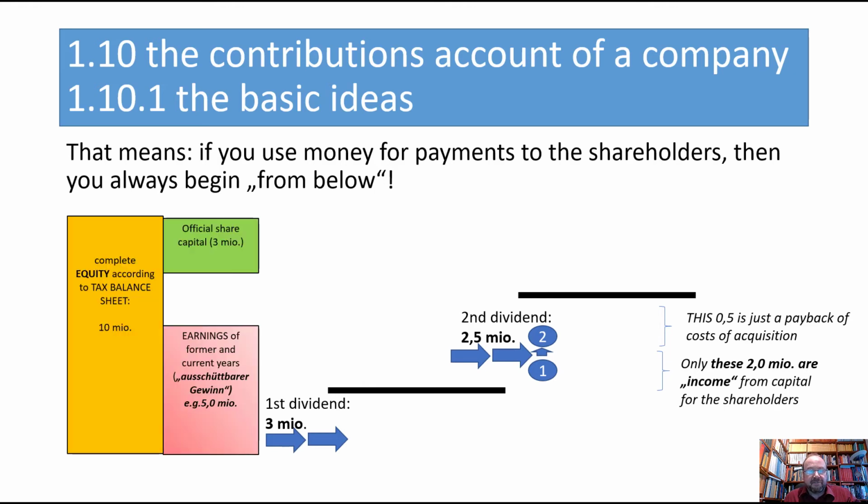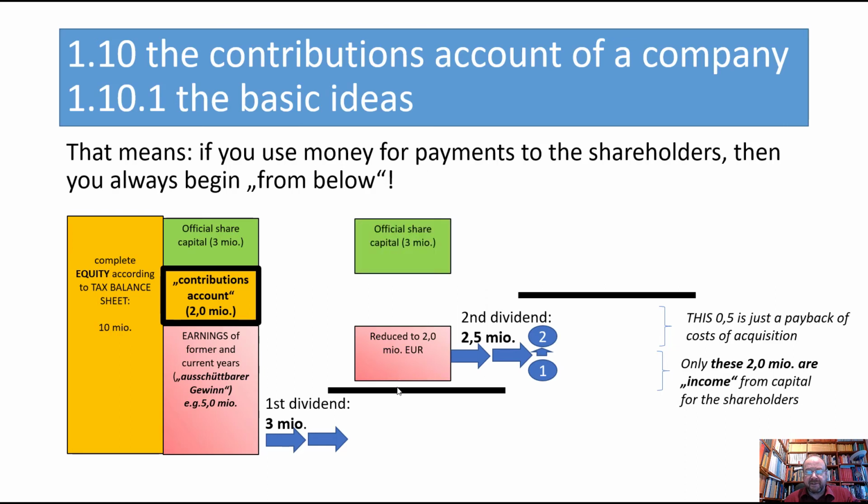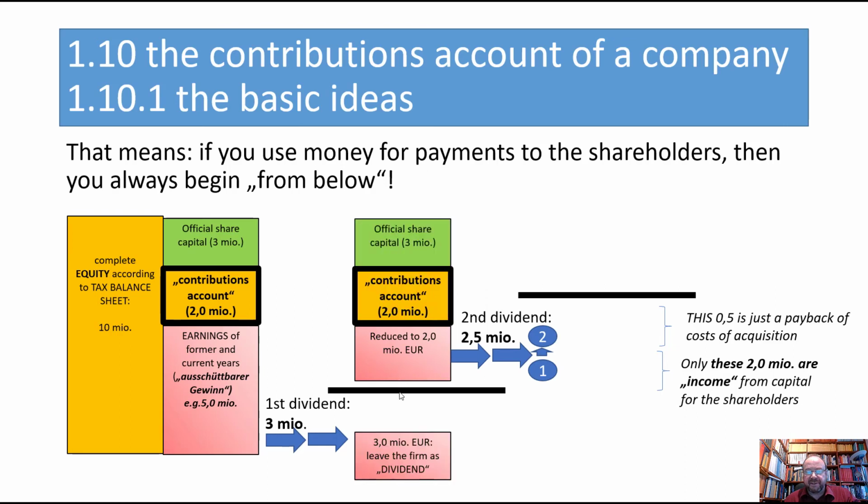So if you have here our balance sheet and you see official share capital, contributions account, and earnings. Earnings is 5 million, contributions is 2 million, share capital is 3 million. Then a first dividend is paid. That leads to this development. 3 million leave the firm. The rest of the capital is still there, and the 3 million are taken from the earnings account because earnings are first used up completely.